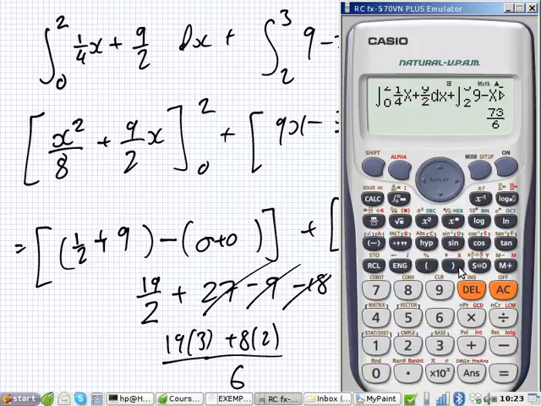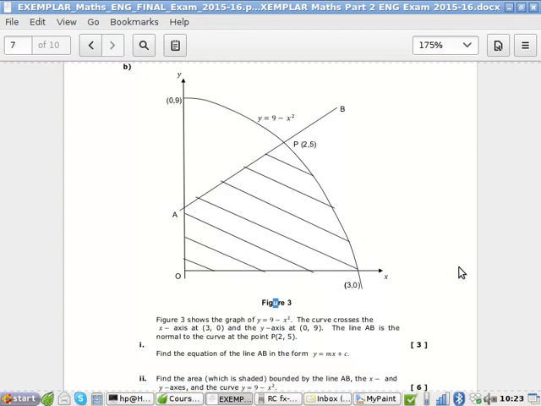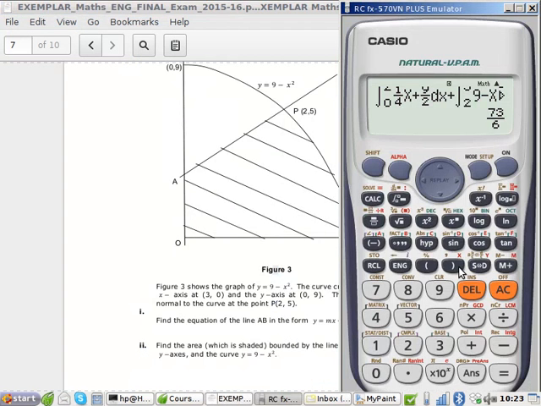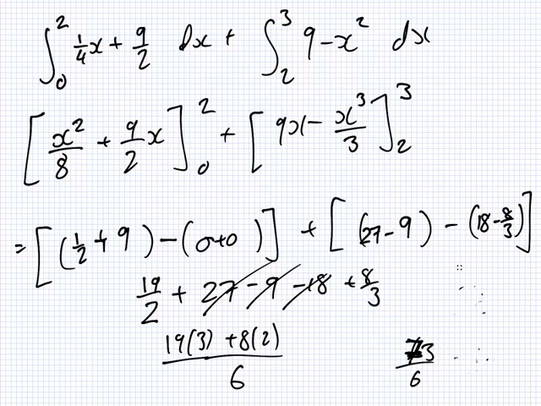So in the exam, you would know that this is full marks here, 6 out of 6 for this one. Do you need to write this down? Yes. Yep, okay.